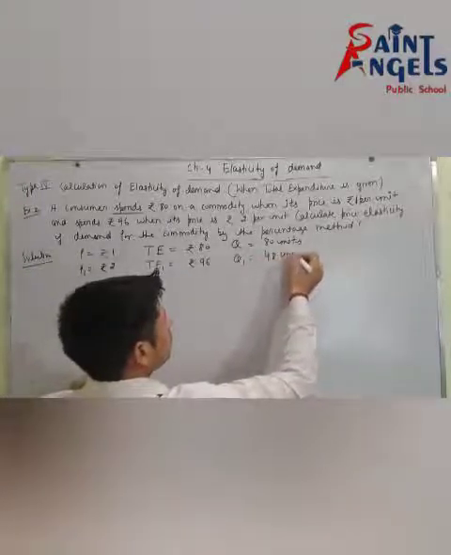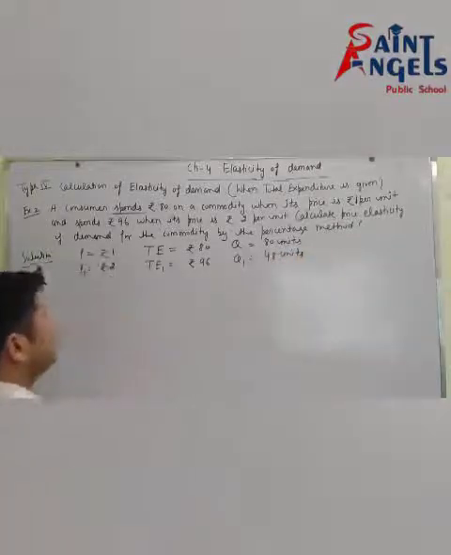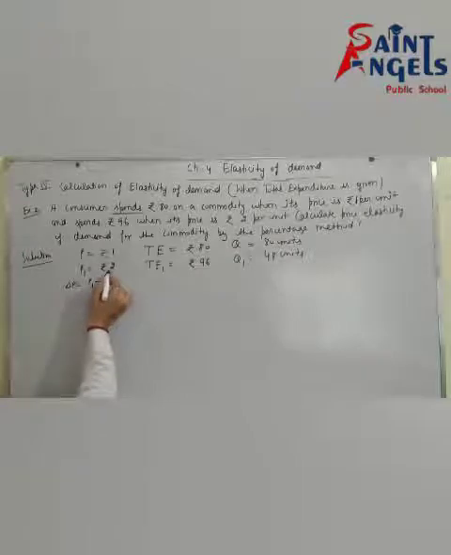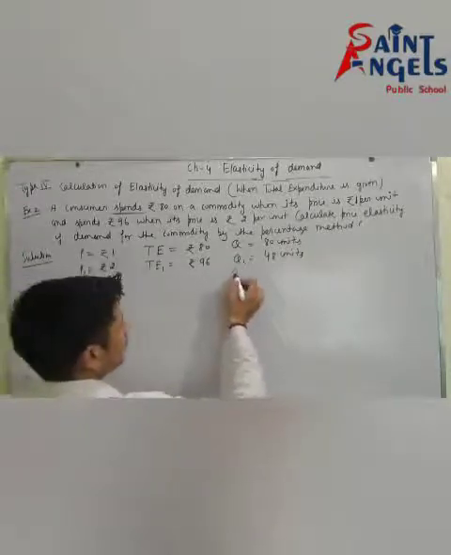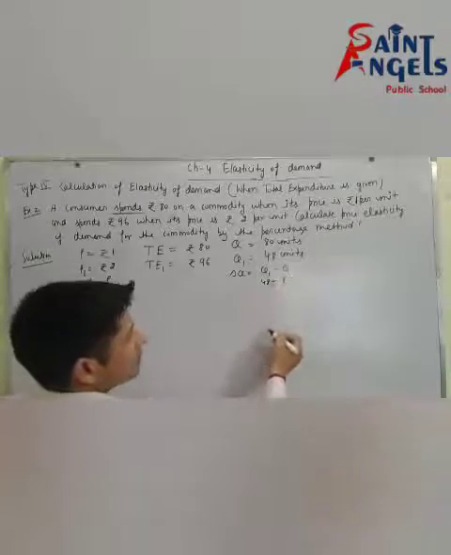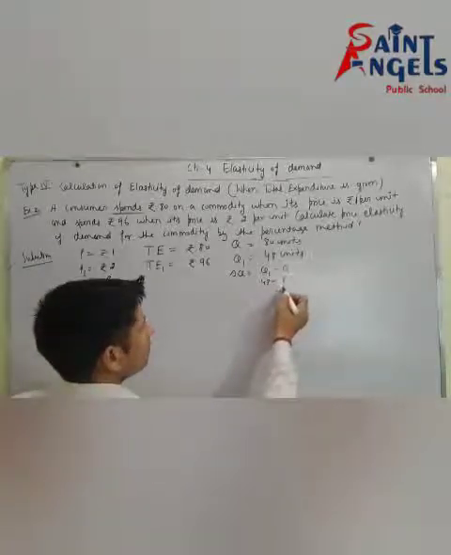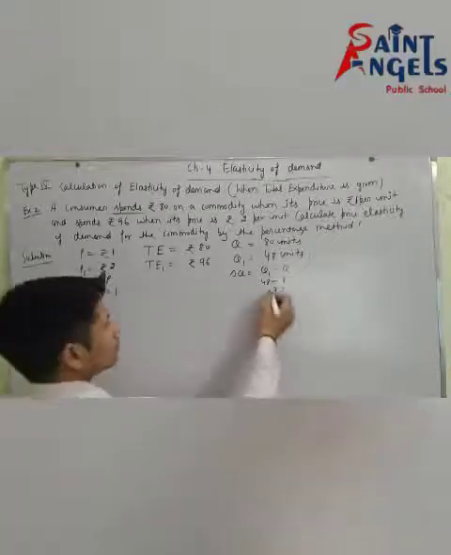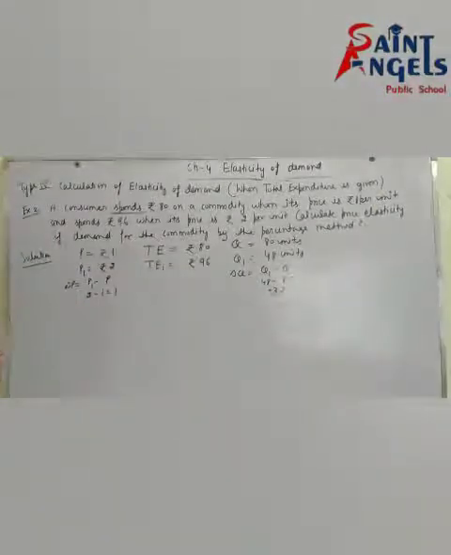48 units. So please find first of all delta P, P1 minus P, 2 minus 1 is equal to 1, and here find delta Q, Q1 minus Q, 48 minus 80. So the answer will be minus 32.